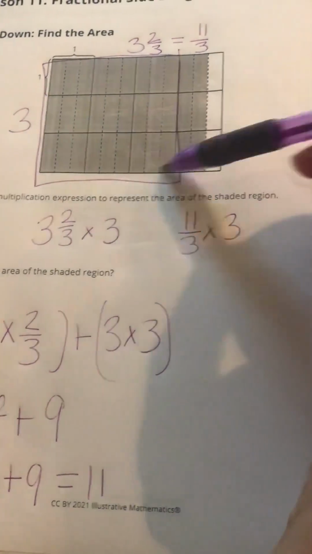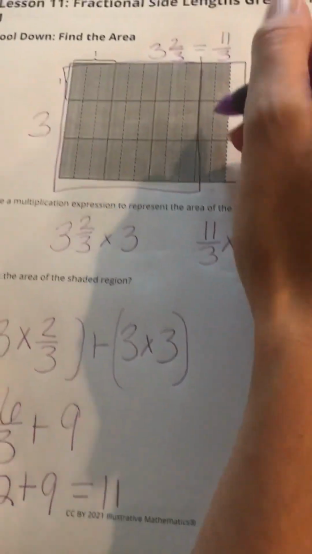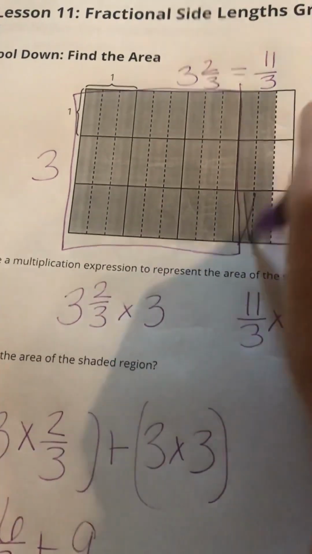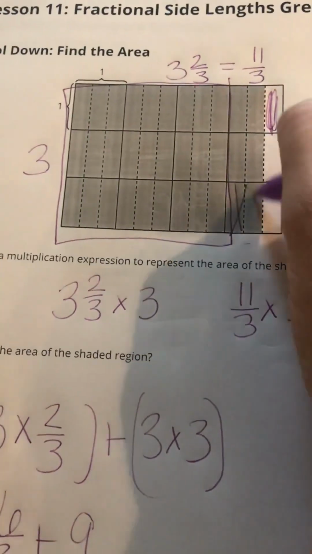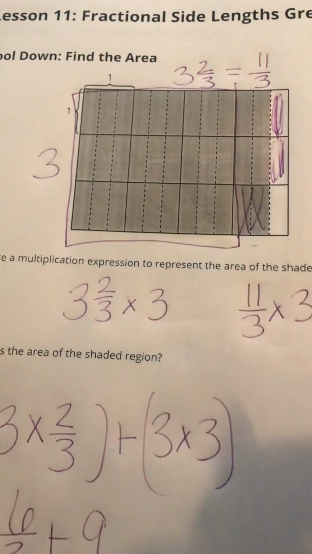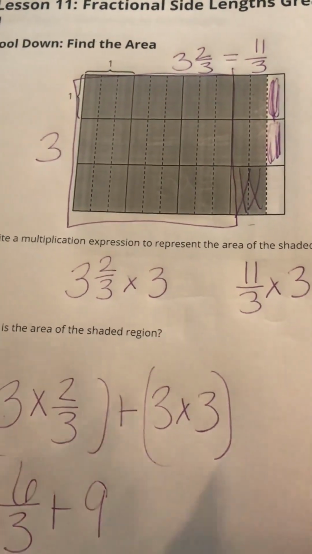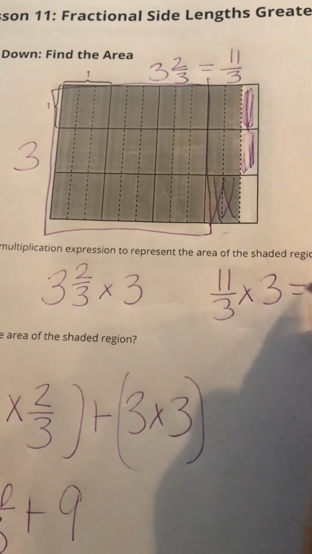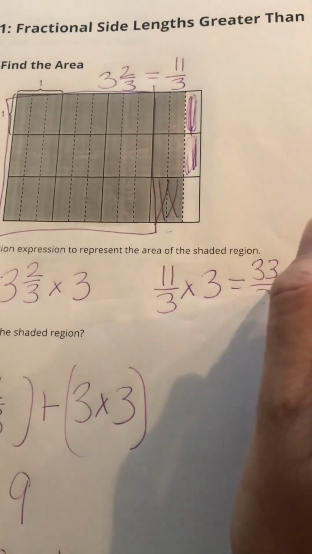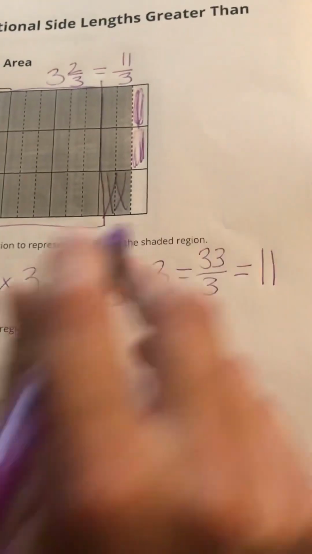And that also shows in the picture. There's 9 here, but then if I put this one right here to make a full one, and then this one right here makes a full one, that's how we end up with the 11. Or if I worked out this one, I would get 33/3, which is the same as 11.